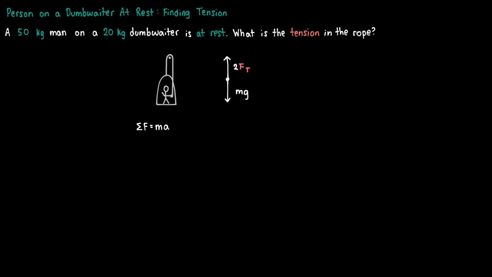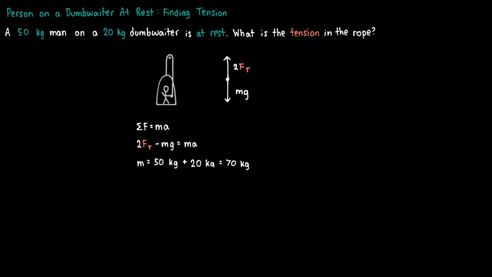Now, the equation we're going to start this problem with is just Newton's second law. The sum of the forces equals mass times acceleration. Once we have that, we can sub in the forces from our free body diagram like this: 2 times the force of tension minus mg. We're considering up to be our positive direction.